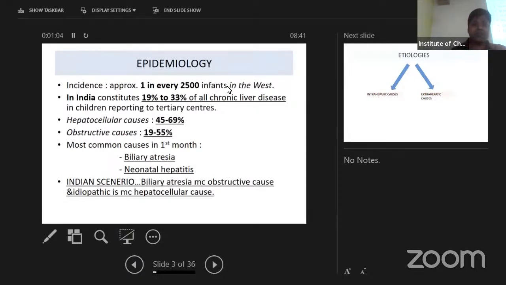Epidemiology: incidence is 1 in every 2500 infants in the West. In India, 19% to 33% of all chronic liver disease in children reporting in the tertiary center. Hepatocellular cause is 45 to 69%. Obstructive cause is 19 to 55%. Most common cause in the first month is biliary atresia, followed by neonatal hepatitis. In the Indian scenario, biliary atresia is the most common obstructive cause, and idiopathic is the most common hepatocellular cause.